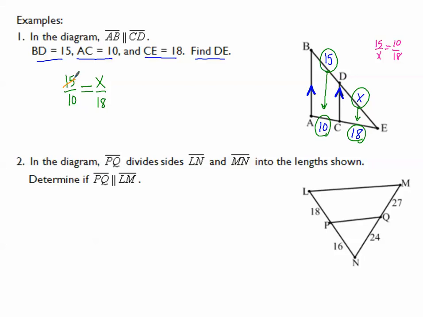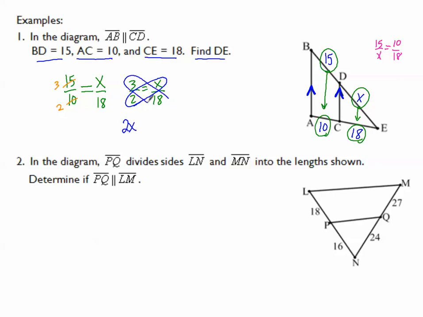15 tenths simplifies into 3 over 2. So let's rewrite this as 3 over 2 equals X over 18. We can cross multiply from here. If you prefer to use a property, go for it.